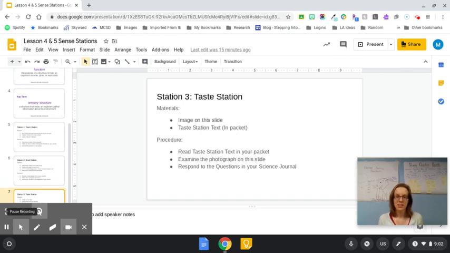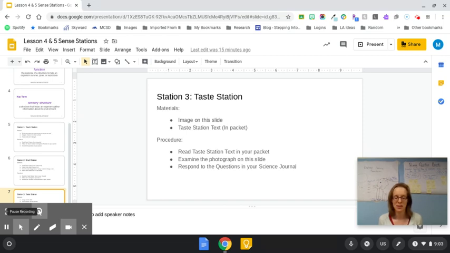The final station is the taste station. So I'm going to go ahead and label my journal right away for the taste station. This one seems like it would maybe be the most fun because we get to taste something. In science, we don't often eat in our labs because they aren't always the cleanest or the safest to eat in. So for the taste station, there actually isn't anything that you need to taste.